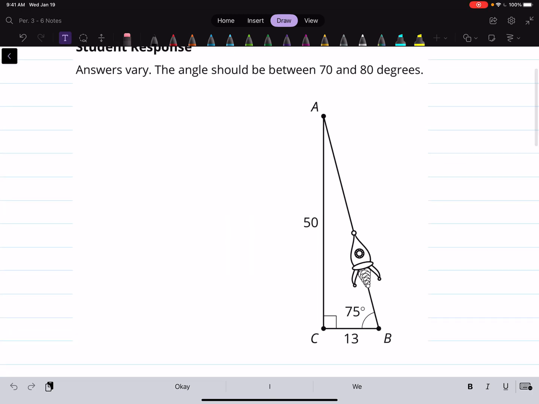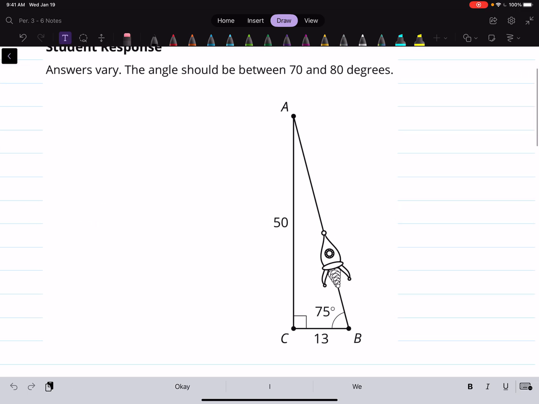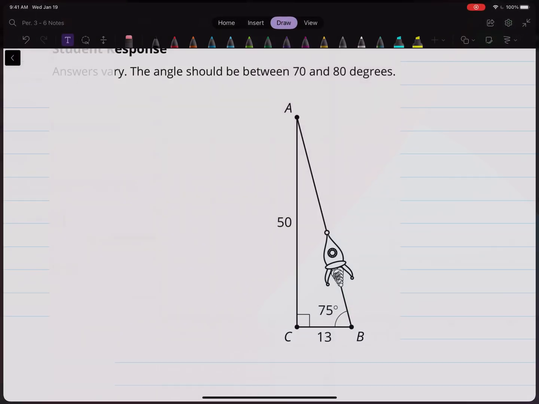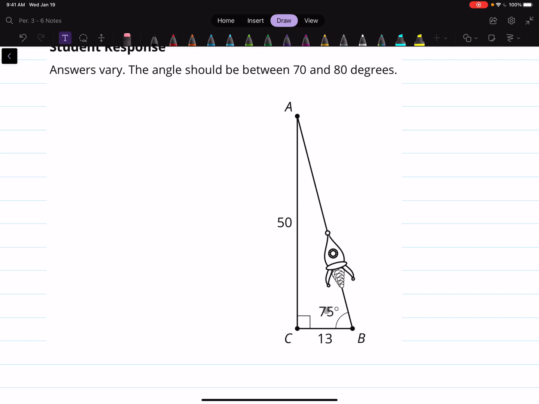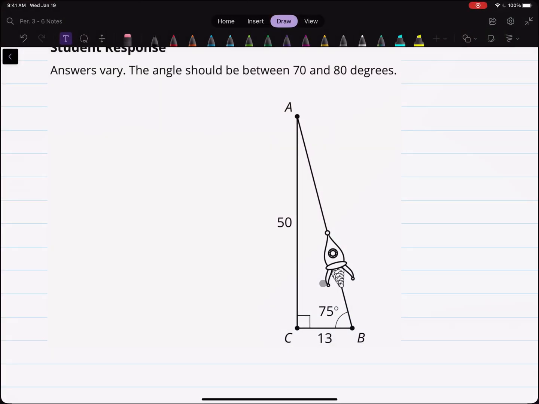So horizontally it travels 13 feet. And then vertically it traveled 50 feet, right? So 13 is my run, and then 50 is my rise. So as you guys can see, following this pattern, my angle is going to be 75 degrees. So how did they get 75 degrees though, right? So we have to use this tool for us to estimate what that diagram is going to look like.